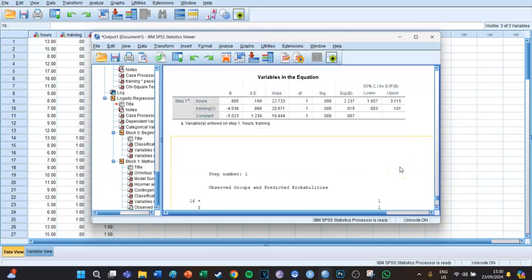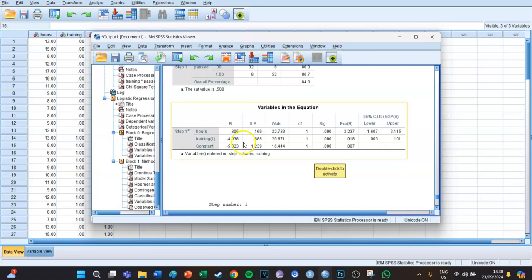So in this variables in the equation table, you can see that the slope was minus 4.038, but that also means that the chance of passing became higher. It's a bit confusing, but I hope that I explained it well now. But you have to report the betas in this case and the significance levels.